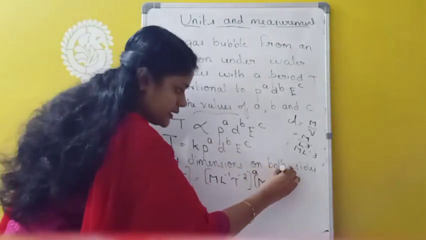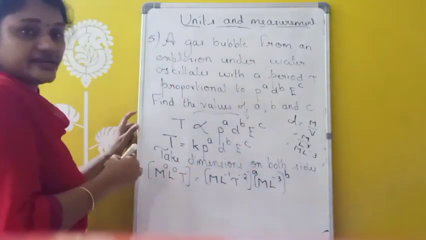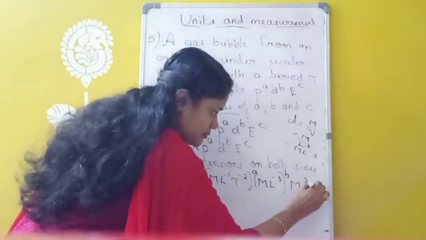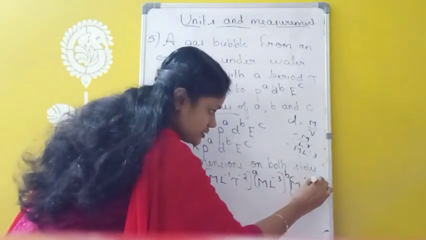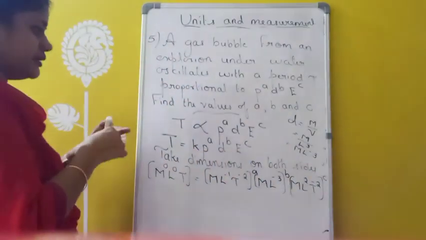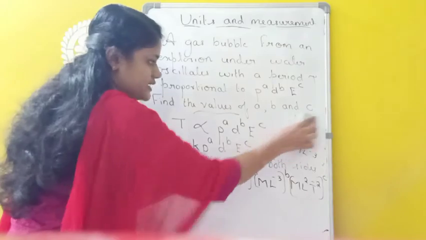Raised to, what is the power? B. Okay. Then again energy, what is the dimension? M L square T raised to minus 2. The whole raised to how much here? C. Okay. So we have written the dimensions of all the quantities now.